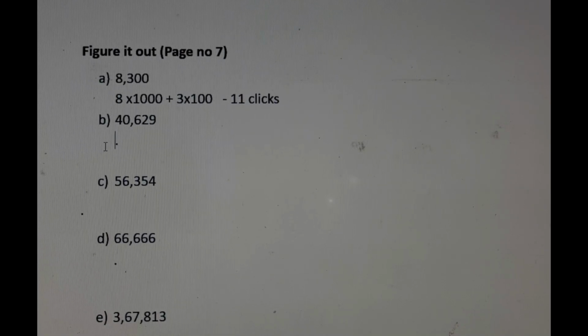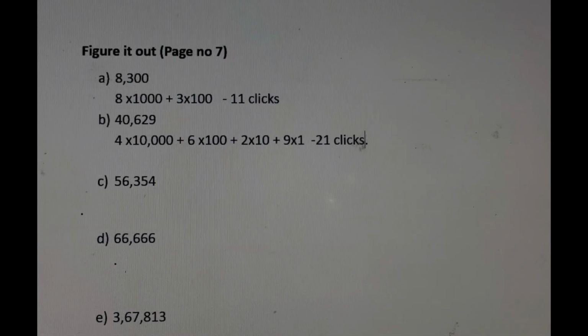40,629. So 10,000 button 4 times. And then thousands there is nothing. Then hundreds button 6 times. Then tens button 2 times. And ones button 9 times. So here just find out how many clicks you get. It is add the digits 4 plus 6 plus 2 plus 9, that is 21 clicks. Right? Now let us try to solve the third question.